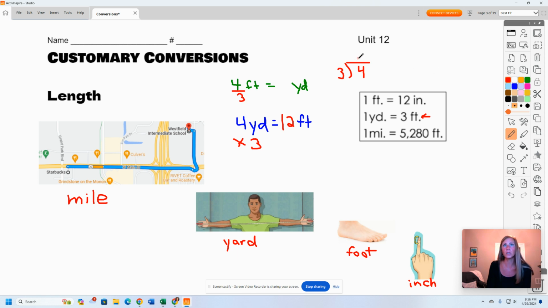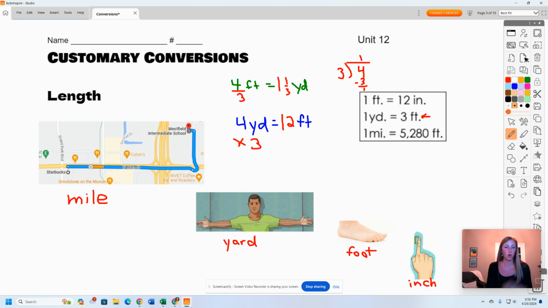3 goes into 4 one time, and then there would be how much left over, and that would be your fraction, right? So it would be 1 whole and 1/3. So 1 1/3 of a yard, 4 feet. Yeah, so you've got a whole yard and then a third of a yard left over. So it would be the same for any different conversion, using these different numbers in order to either divide or multiply. Okay, so that was customary.